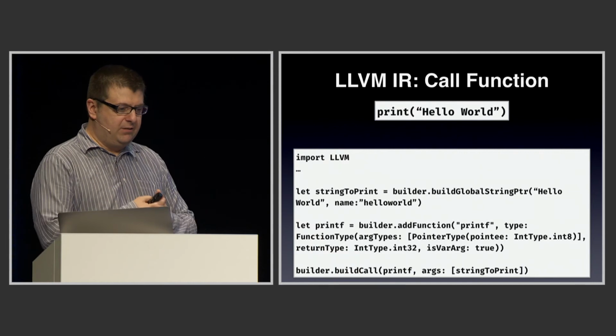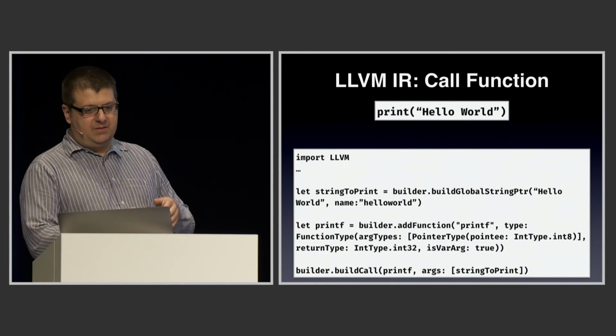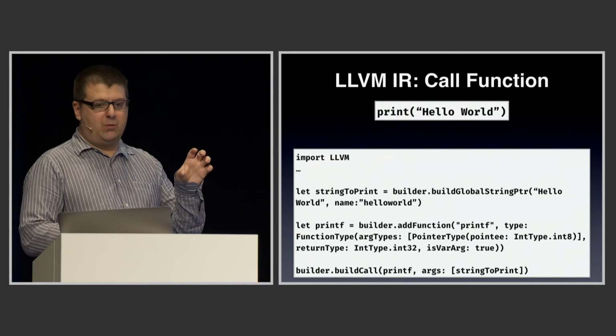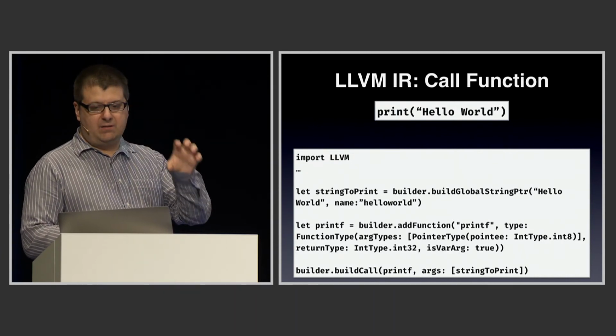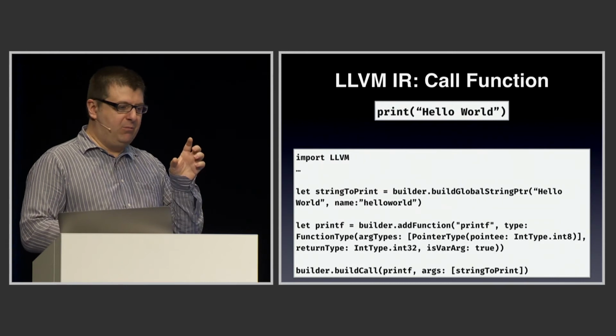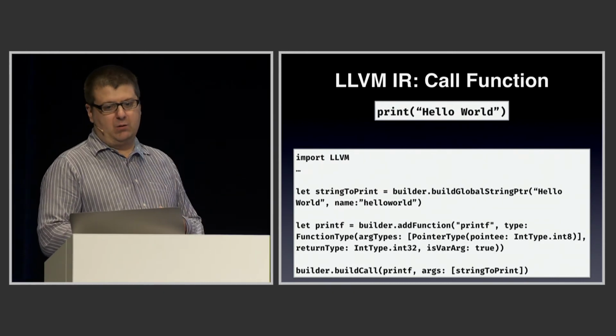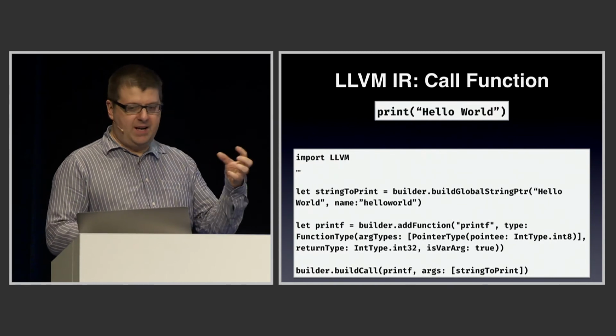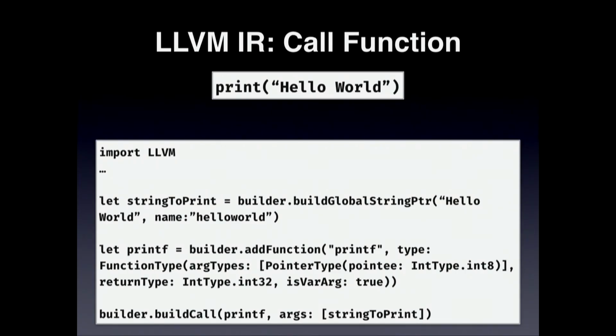And now we finally get to Hello World. What we want to do is see how we can call an existing function. We get a reference to a global string variable, Hello World, and a function printf. And we tell the builder the name of the function. We define the return type and the argument types. But notice that we do not add any basic blocks, and we do not provide a function definition. And then we build a call instruction to the function, and we give it the arguments.